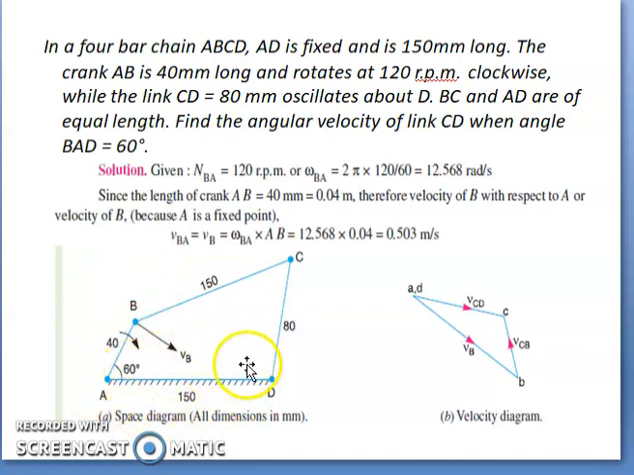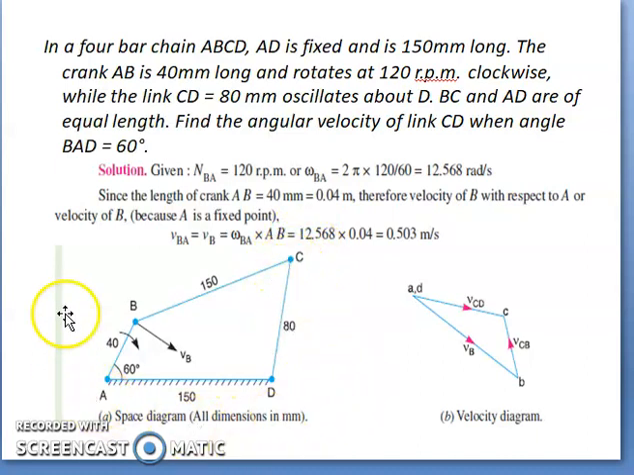So you first draw AD 150 mm long. Next, mark the crank AB, which is making an angle of 60 degrees and is of length 40 mm. Now we know BC is equal to 150 and DC is equal to 80. So using a compass with B as center, draw an arc of radius 150, and with D as center, draw an arc of radius 80. These two arcs will intersect and we will get the point C.